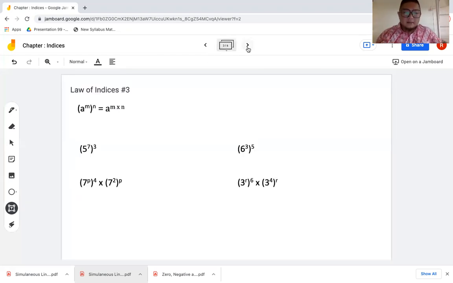All right. Now let's go to law of indices number 3. In this case, you will have a base with an exponent, and it is raised to another exponent. Let's give an example first. Let's say I have 2 raised to 2, in brackets, raised to 3. You know that the exponent means you are multiplying that particular number by itself the number of times you see in the exponent. So this one is 2 raised to 2, and it's going to be multiplied by itself 3 times.